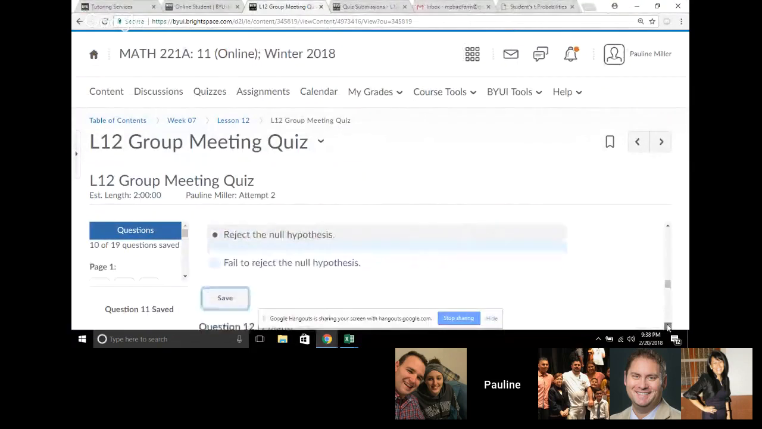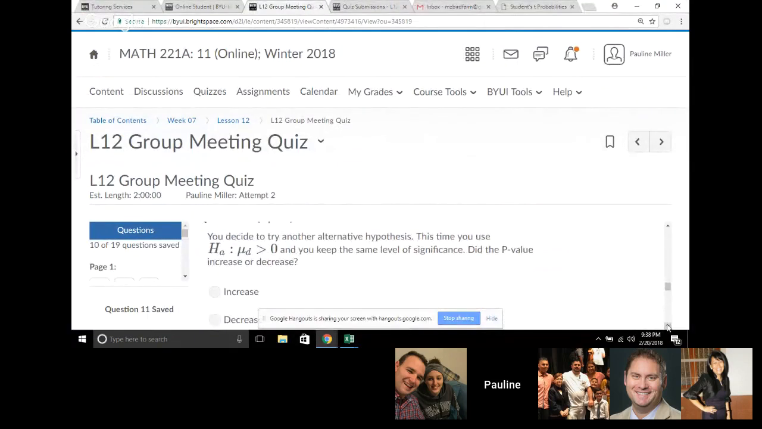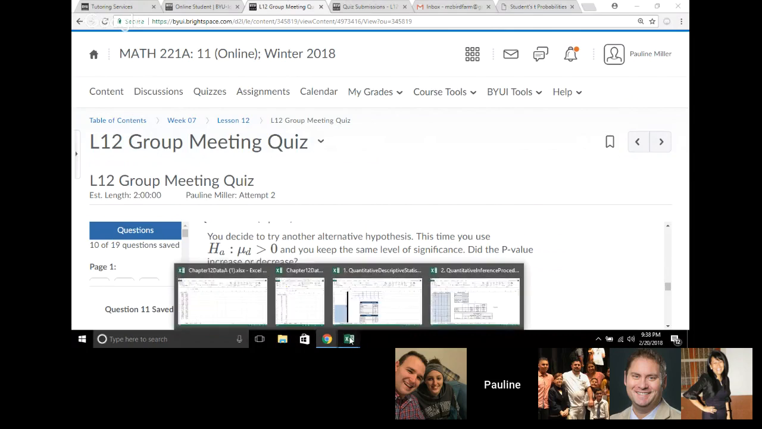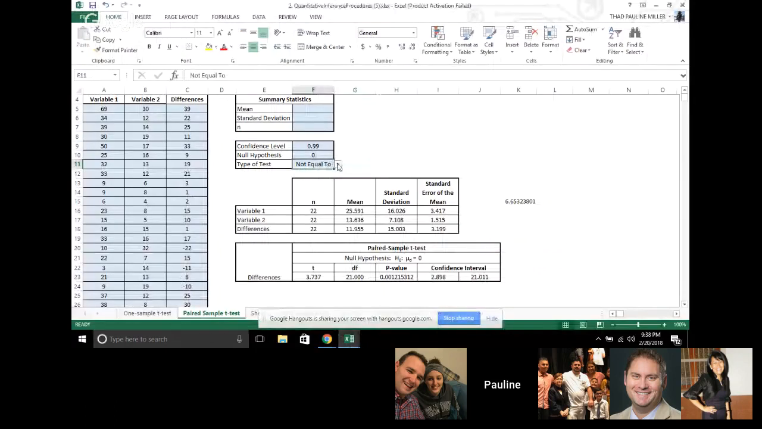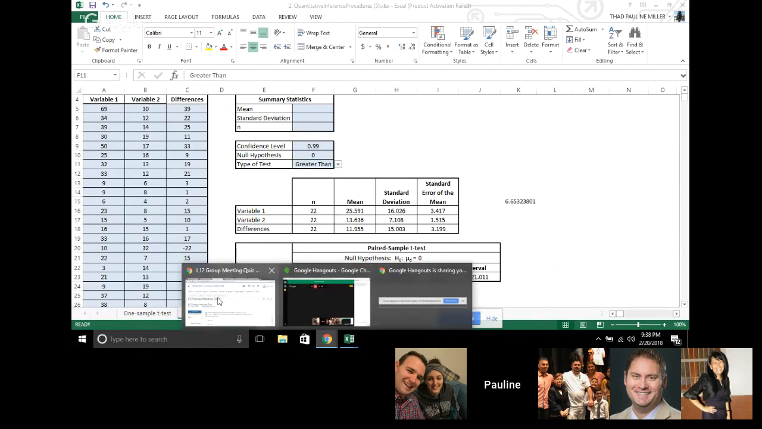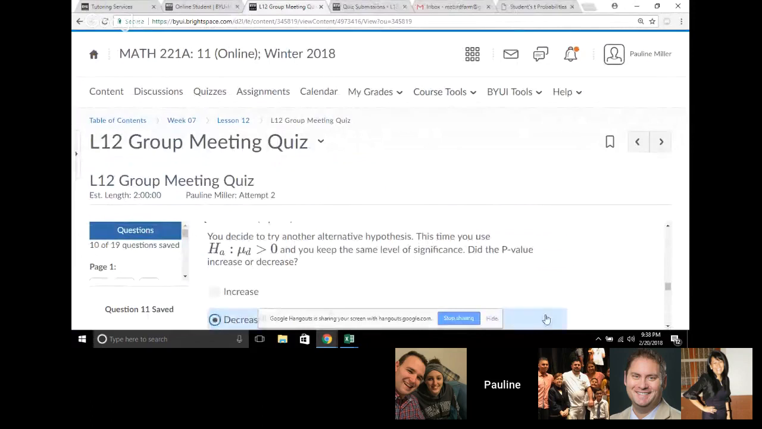What is the question? You decide to try another alternative hypothesis. This time you use H alpha mu is greater than 0, and you keep the same level of significance. Did the p-value increase or decrease? So all we're doing is going right here and changing this to greater than. Just watch the p-value. It'll change to 0.0006. So it decreases. Yes.